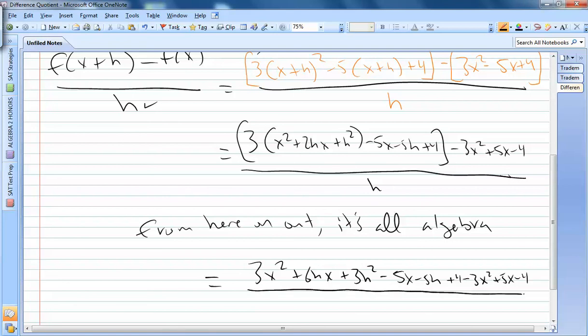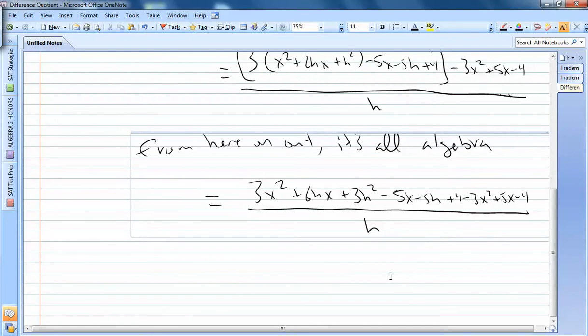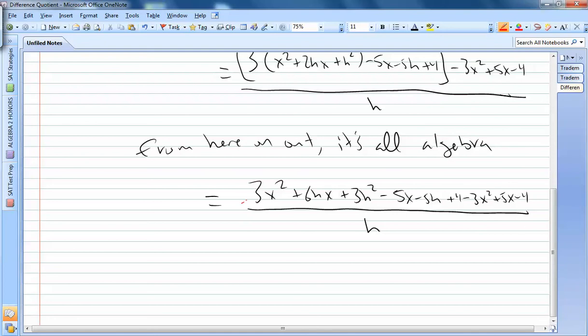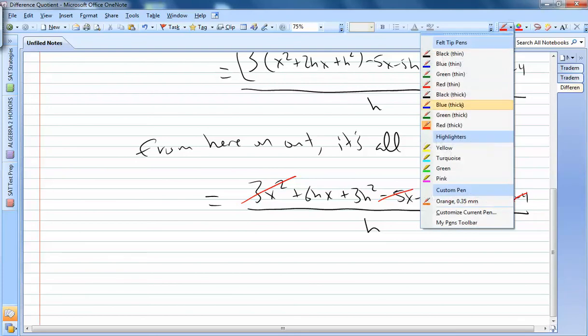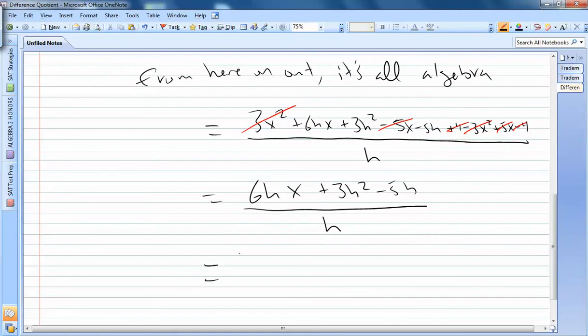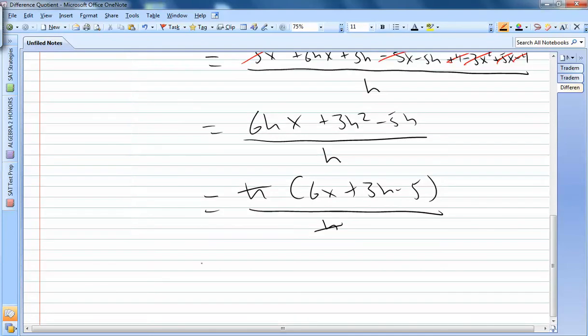Our hope is that we can cancel out the h in the denominator. And we should have no problem doing that, because then you can see that the 3x squares cancel, the negative 5x cancel, 4 and negative 4 cancel, and so we're left with 6hx plus 3h squared minus 5h all over h. I can factor out the h from the top. If you can't factor out the h, you're probably doing something wrong. The h's cancel, and so the difference quotient was 6x plus 3h minus 5.